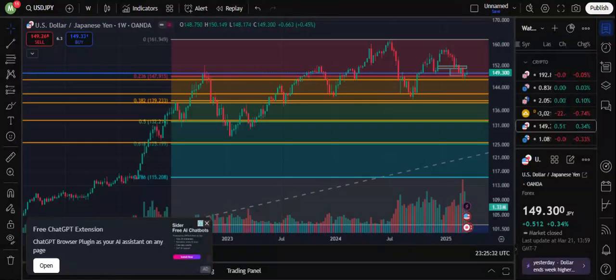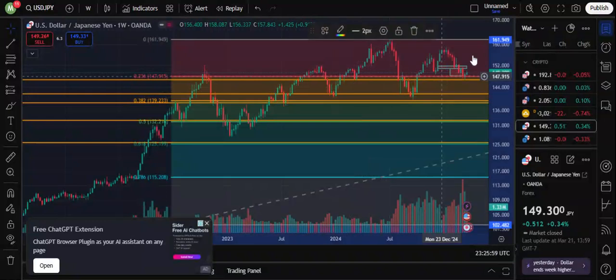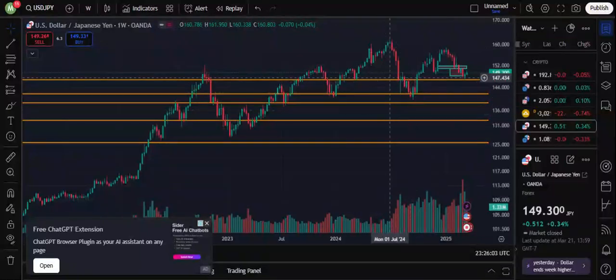USDJPY. So guys, you can see how trading has been going. You encounter a loss, encounter a win, encounter a loss, encounter a win. It's a very long story to tell.